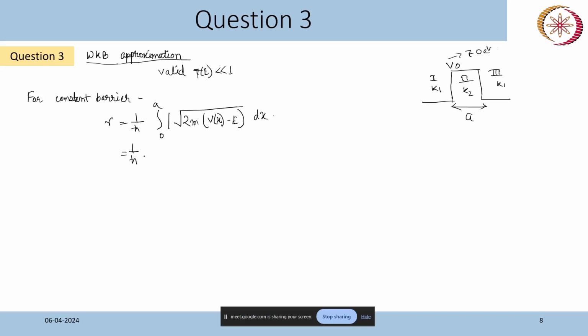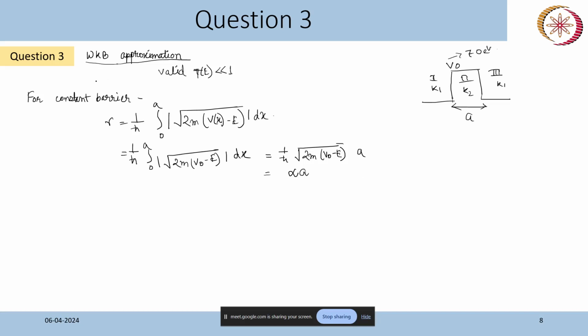Now for us V(x) is constant, so the problem becomes easier. So this is 1 by h bar, integration from 0 to a, of the root of 2m times V naught minus E, dx. So this will be 1 by h bar times the root of 2m times V naught minus E, times a. This has some form like alpha times a, so that is this gamma. Using this gamma we will calculate the tunneling probability, which depends on the thickness of the barrier.